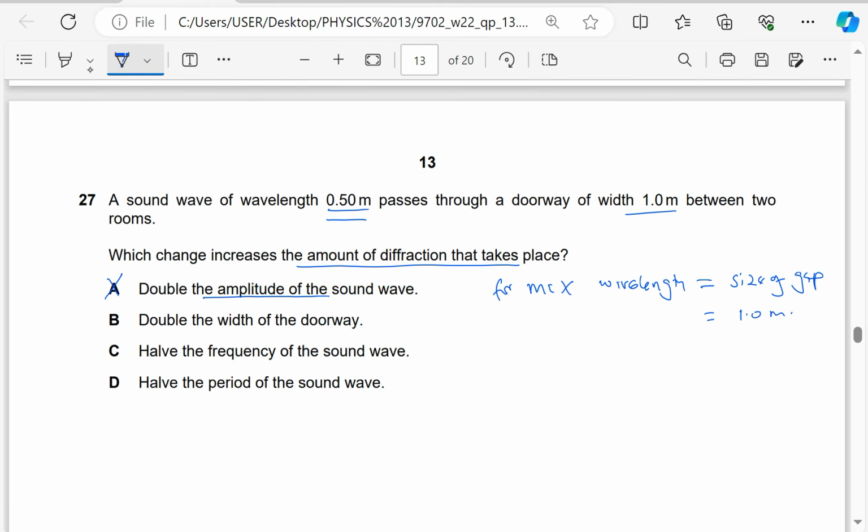So this one is out. Double the width of the doorway, it makes it even bigger. So it means diffraction is minimum. So this is out. Half the frequency.